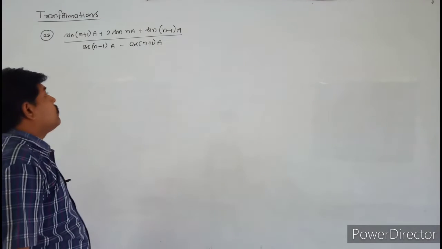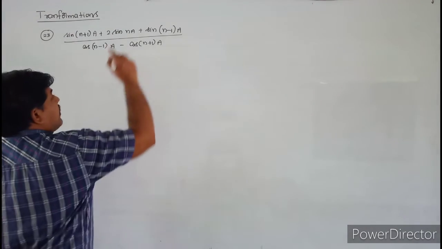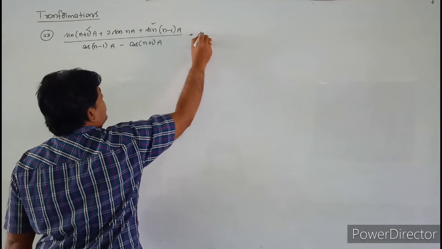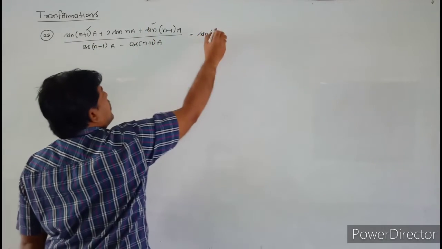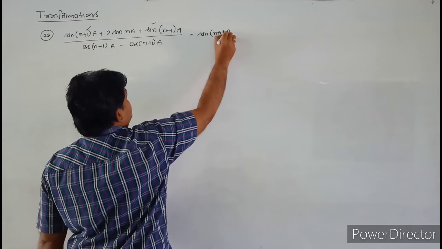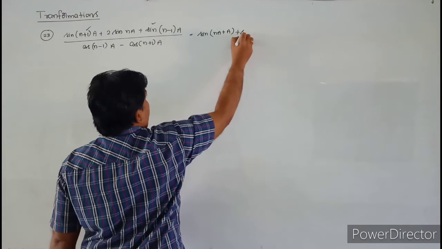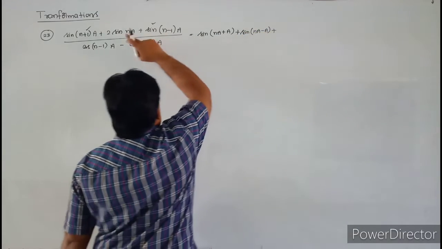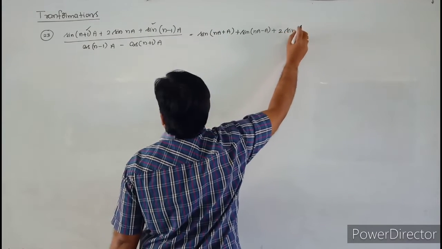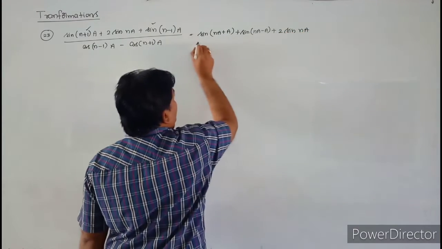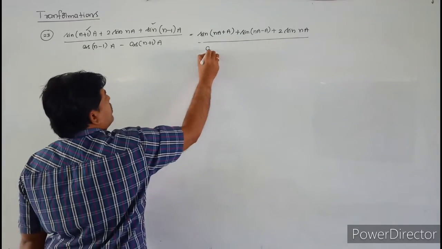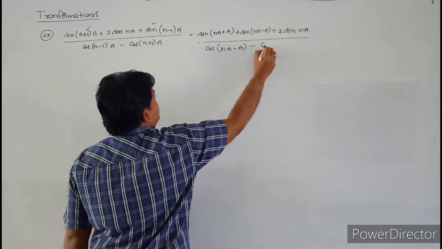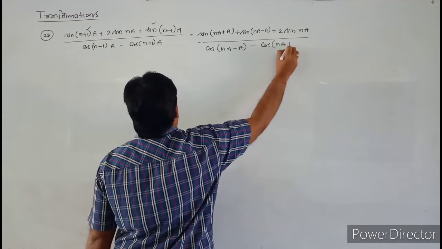Okay, so see that, students, how to solve this question here. First, I will take this term and this term first. What is that? So you can understand this. Sine of n plus 1 into a meaning is sine of na plus a, plus sine of na minus a, plus 2 into sine na, whole divided by, in the denominator, cos of na minus a minus cos of na plus a.